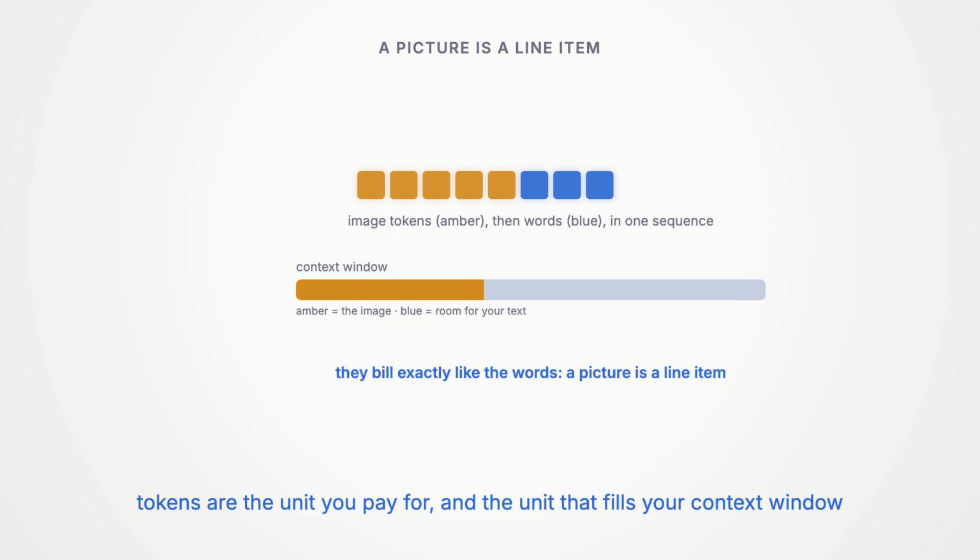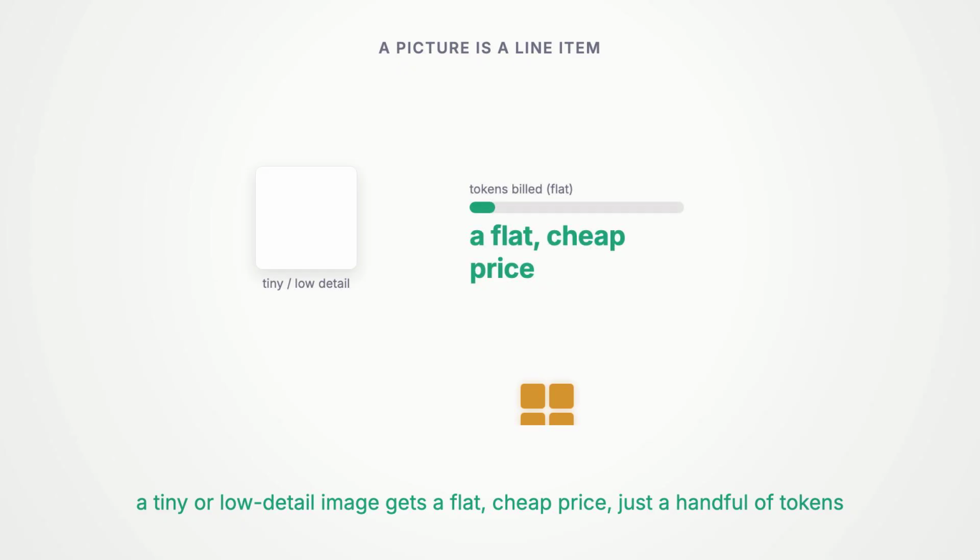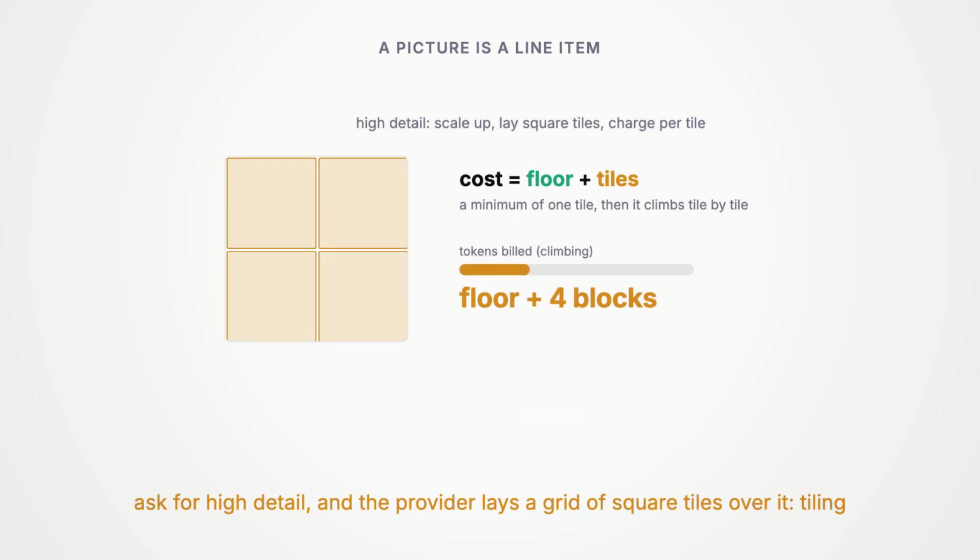Here is roughly how providers count it, and the shapes are remarkably similar even when the exact numbers differ. A tiny or low-detail image often gets a flat, cheap price, just a handful of tokens, because it is squeezed down to a few patches. But ask for high detail, and the provider does something specific. It scales your image up and lays a grid of square tiles over it, a step called tiling, and every tile costs a fixed block of tokens. So the bill is a floor plus a tile charge.